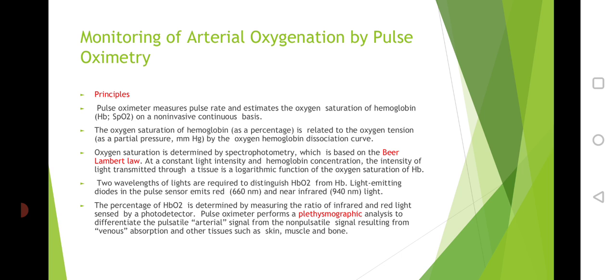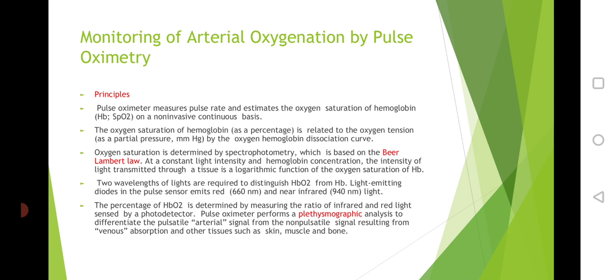At constant light intensity and hemoglobin concentration, the intensity of light transmitted through a tissue is a logarithmic function of the oxygen saturation of hemoglobin. Two wavelengths of light are required to distinguish oxyhemoglobin from hemoglobin. Light emitting diodes in the pulse sensor emit red 660 nanometer and near infrared 940 nanometer light.